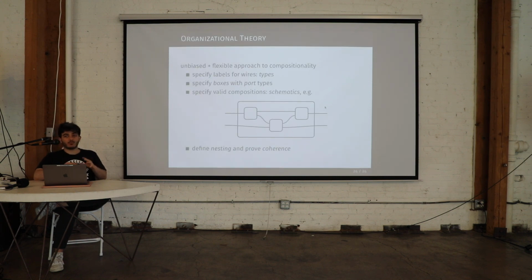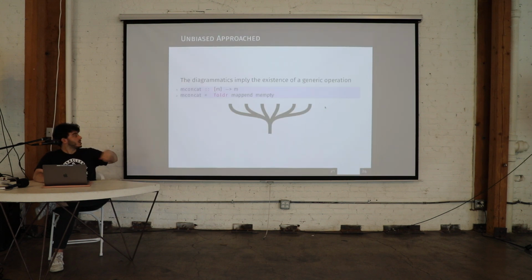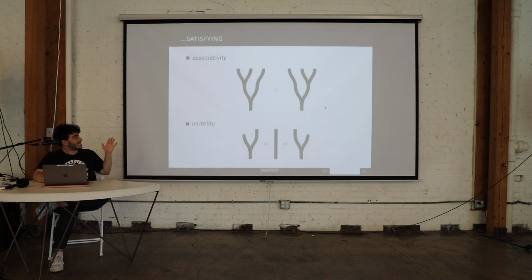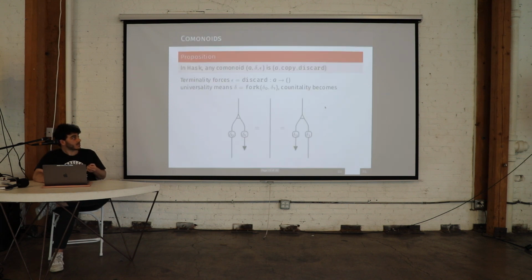So, I'm going to end with a more general picture. What David Spivak and I have been starting to call organizational theory, or the theory of organizations, is an unbiased and flexible approach to compositionality. And what do I mean by unbiased? Well, in the case of this mconcat, you could just have mconcat instead of mappend and mempty. And it's a strictly general version, and reduces to them in the case of 2 or 0 arguments.